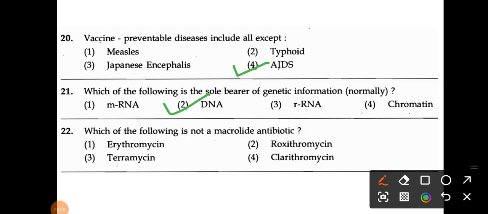Question number 22. Which of the following is not a macrolide antibiotic? Again the question is from the classification of macrolide antibiotics in pharmacology. That's why again and again I am saying your pharmacology subject is very important. Specifically, you have to go through all the classifications from pharmacology. Here options are erythromycin, roxithromycin, terramycin and clarithromycin. The correct answer is terramycin, because erythromycin, roxithromycin and clarithromycin are all macrolide antibiotics except terramycin.